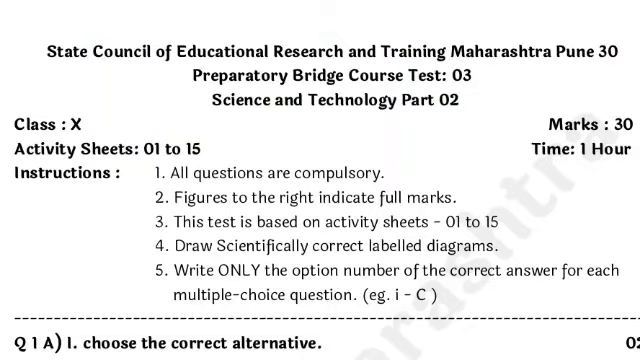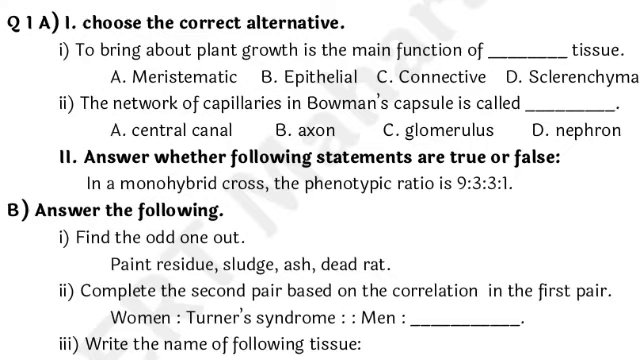The State Council of Educational Research and Training, Maharashtra, Pune 30 has made this preparatory bridge course test 3. This is for Science and Technology part 2. For standard 10th, the marks for this test are 30 and the time is 1 hour. You have to complete this test on foolscap paper and submit it to your teacher.